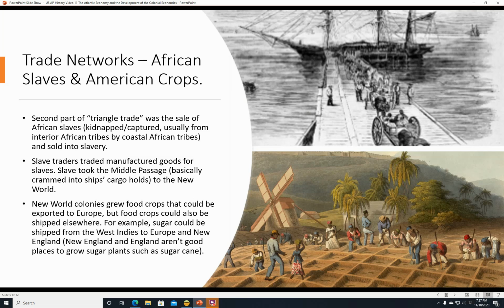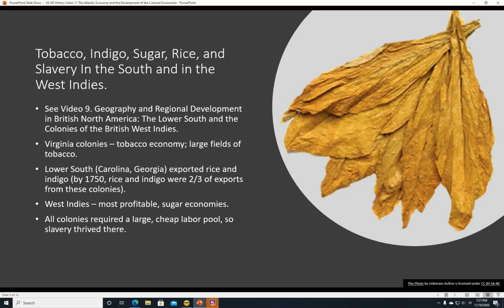New World colonies grew food crops that could be exported to Europe, but food crops could also be shipped elsewhere. For example, sugar could be shipped from the West Indies to Europe and New England. New England and England are both bad places to grow sugar plants such as sugarcane, so sugar that comes from a tropical environment such as the West Indies would be in great demand, and they could use those for different things that we all use sugar for today.